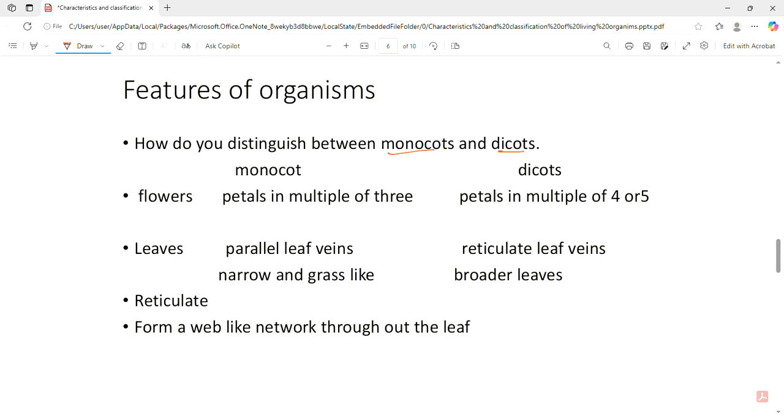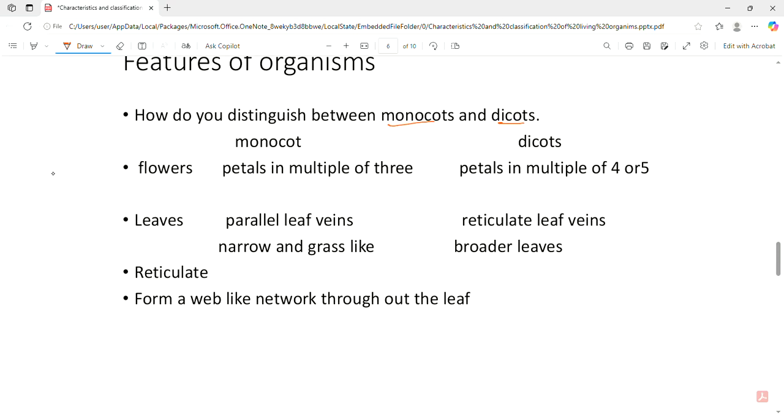So now how do you distinguish between monocot and dicot? Monocot flowers have petals in multiples of three. It is somewhere like this. These are the dicot flowers, with petals in multiples of 4 or 5. You can see them there. 4 or 5, like that.